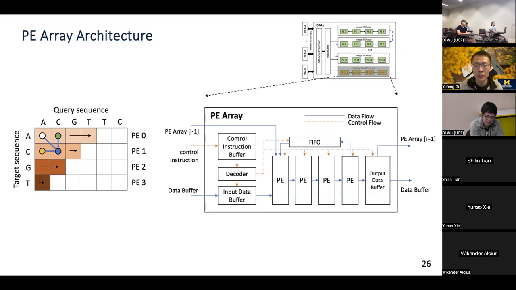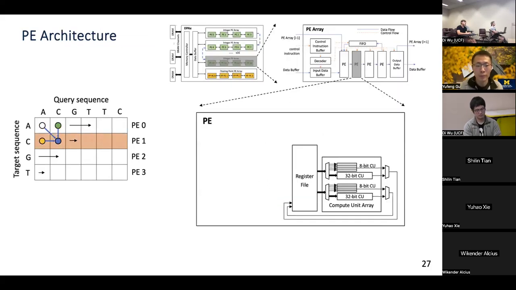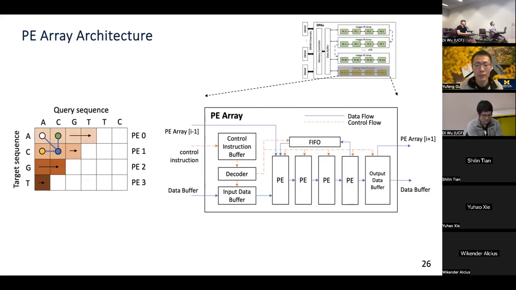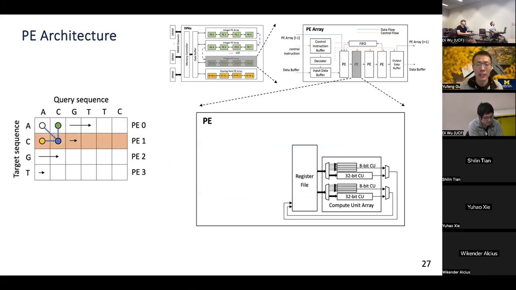So the control instruction also, okay. Yeah, so that's the P array. And then let's look at each of the PE.